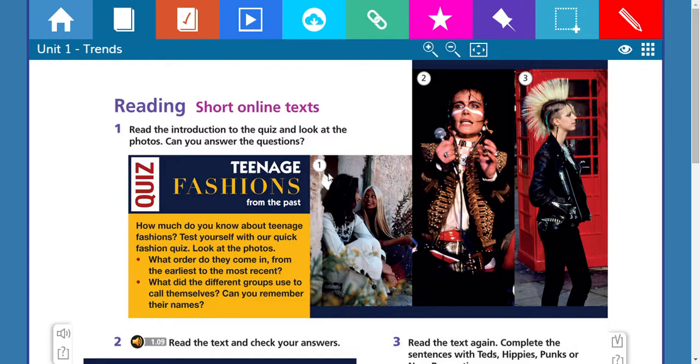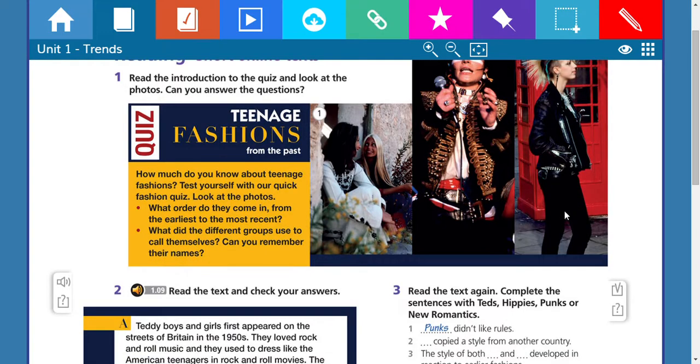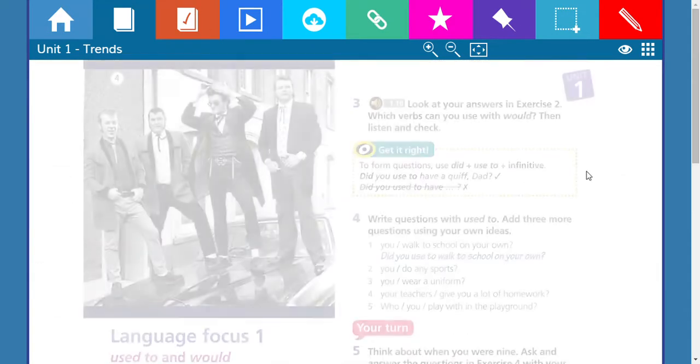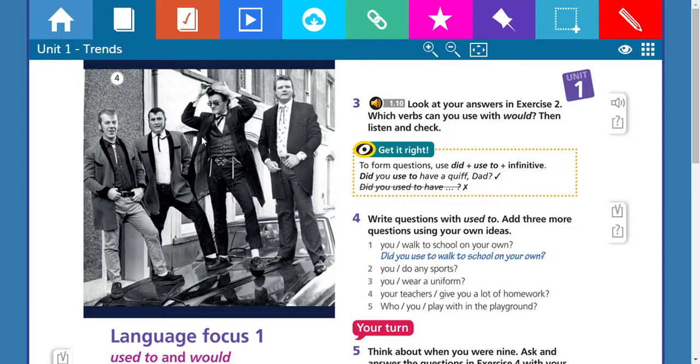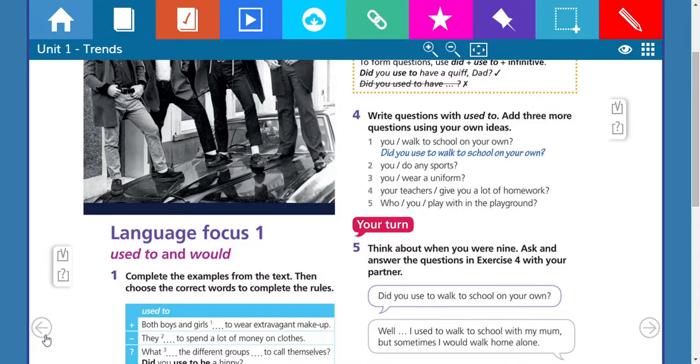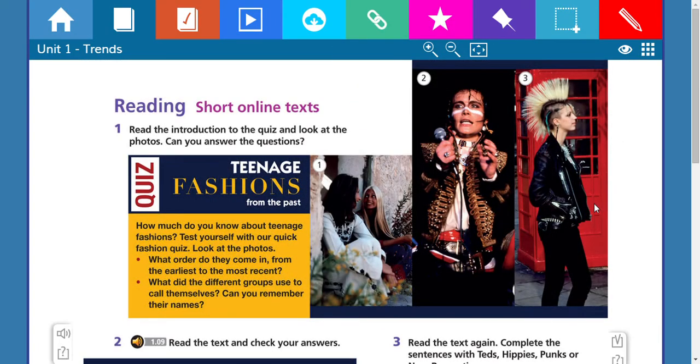Okay, for example, for me, number 4 is the oldest because it's black and white. Perfect. Okay, it's an idea. So, what's number 2, 3, and 4? What's the order? Okay, then how do people call this fashion? What's the name of this fashion?